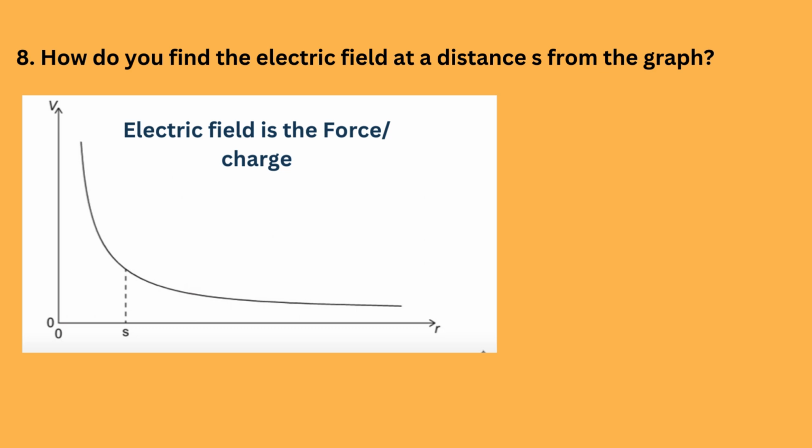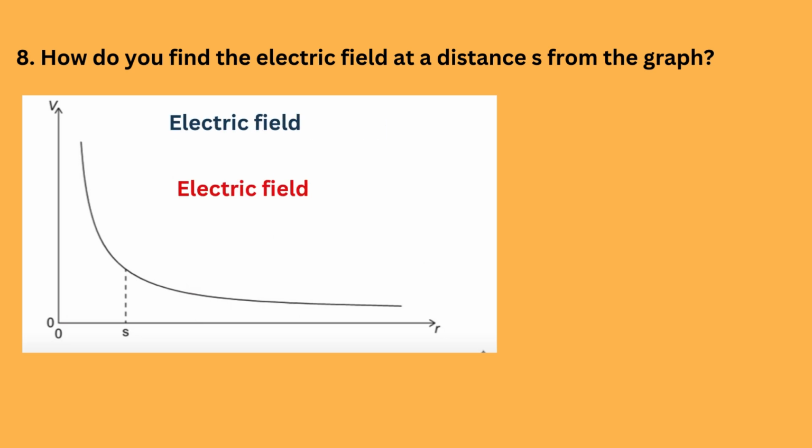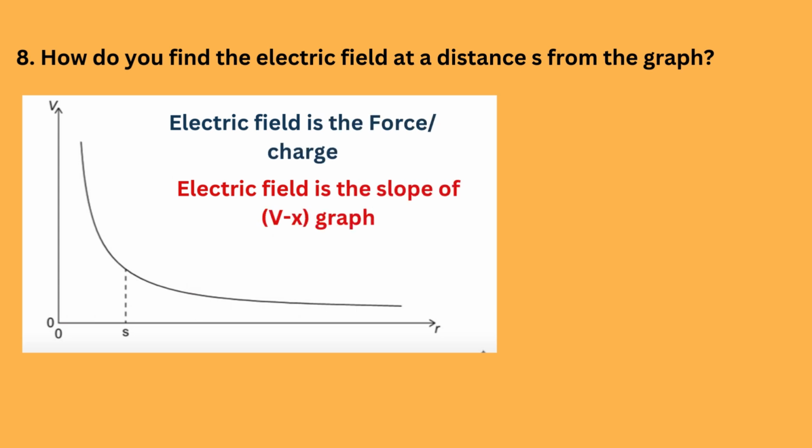The key is understanding that the electric field is the negative gradient, or slope, of the potential graph. So the steeper the slope of the curve at a particular point, the stronger the electric field at that distance from the charge. So if we see a steep drop in potential on the graph, that means a strong electric field, and a gentle slope means a weaker field. Exactly. And because it's a negative gradient, the direction of the electric field is opposite to the direction of increasing potential. So if the potential is decreasing as we move away from the charge, the electric field points outward, away from the charge.